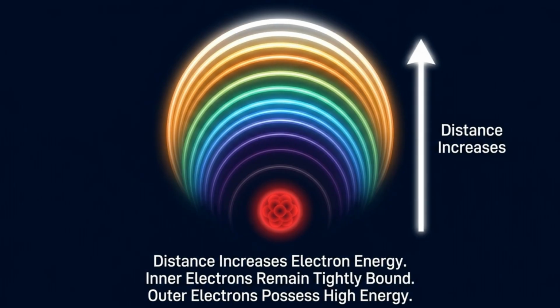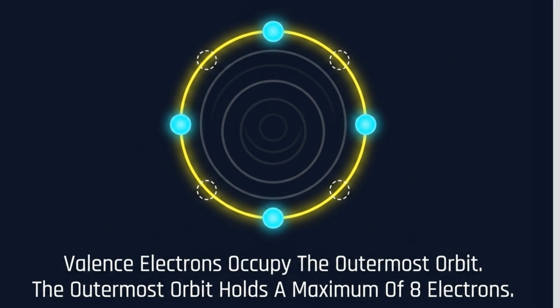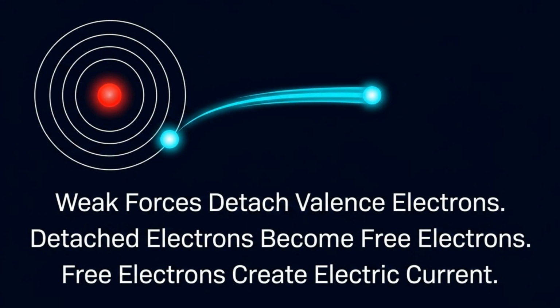Electron energy increases with distance from the nucleus. Inner electrons are tightly bound, while outer electrons possess high energy. Valence electrons occupy the outermost orbit, which holds a maximum of 8 electrons. Weak forces can detach valence electrons, turning them into free electrons. The movement of these free electrons creates electric current.